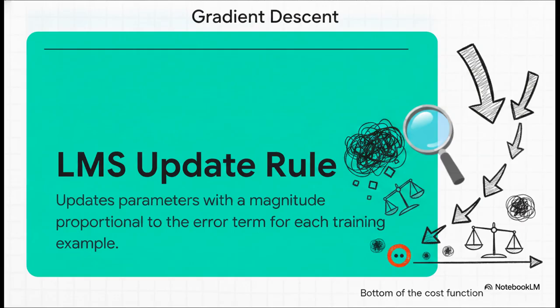The magnitude of our parameter update is directly proportional to our error. If our prediction is way off, the algorithm takes a massive corrective step. But if our prediction is already really close to the actual price, the error is tiny, and the parameters barely change at all. It makes total intuitive sense, right?